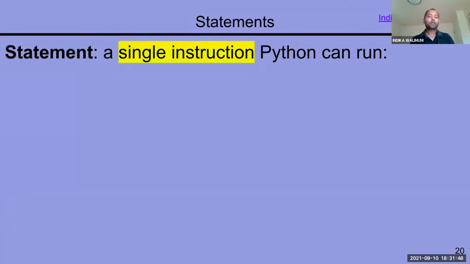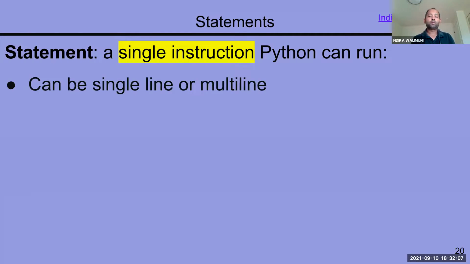Statements. A single instruction Python can run is a statement. More often it's a single line of code. So a statement is a single instruction Python can run. It's really important. It can be a single line or multi-line as well.